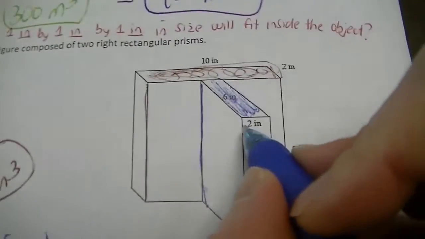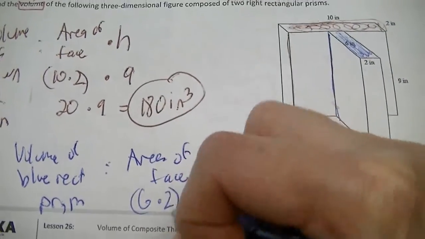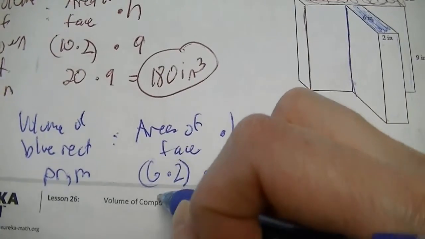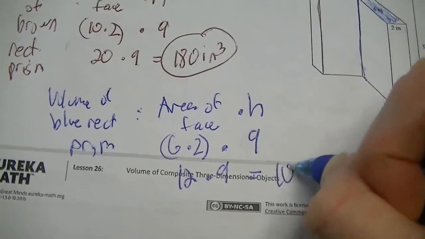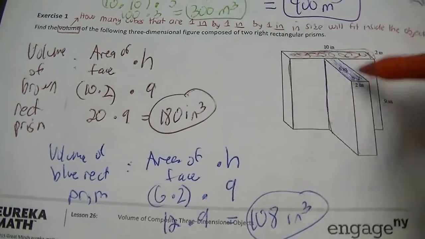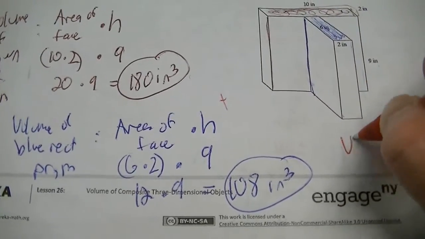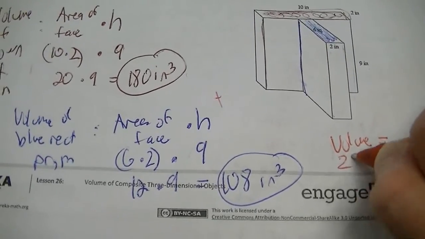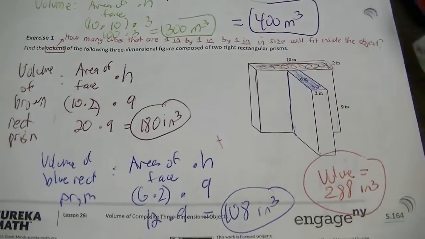So the area of the face is 6 times 2, length times width, times that height of 9. 6 times 2 is 12. We multiply that by 9, and when you go 12 times 9, you get 108 inches cubed. For your solution for the grand total volume, you add those together, and you get 288 inches cubed for the volume of this shape right here.